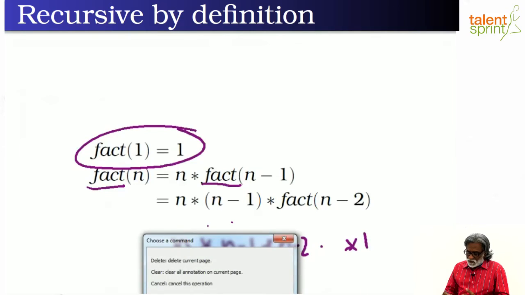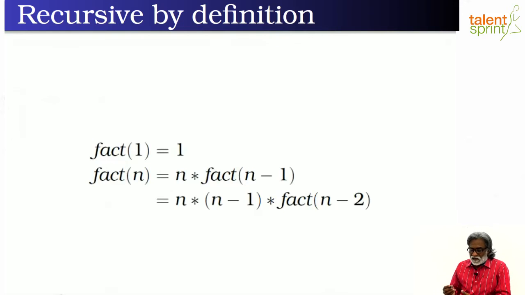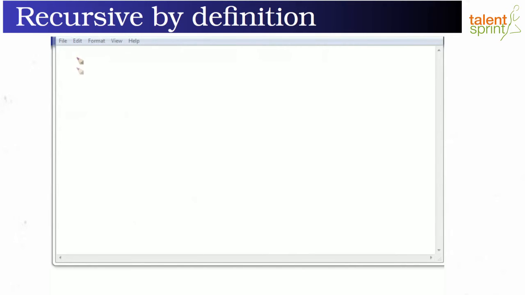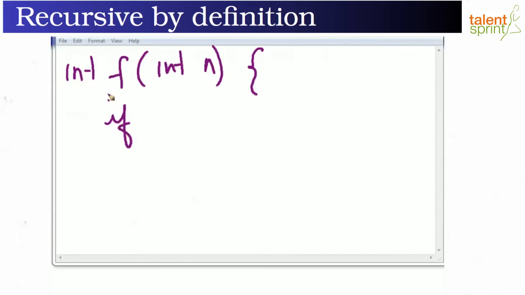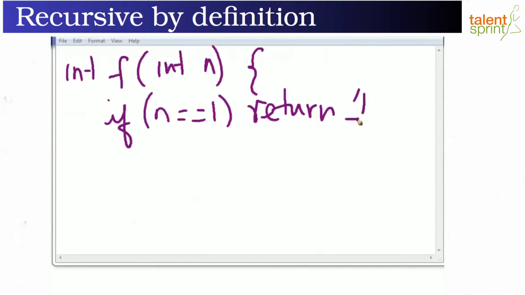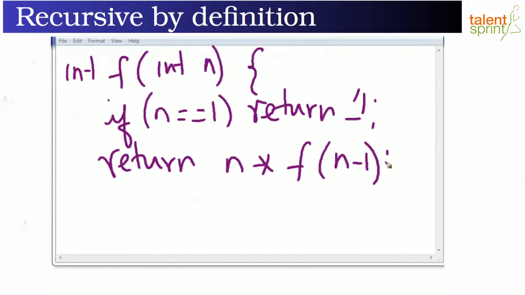Now we can, if you want, fairly easily write the code. I'll write it now straight away. We are writing in C, so we'll say int fact(int n). I'm just using the name. Write the terminating case first: if n equal to 1, return 1. That is all. Otherwise, return n into f of n minus 1.